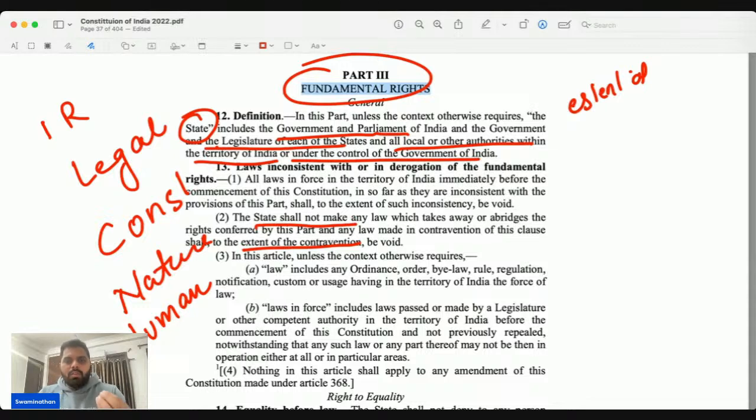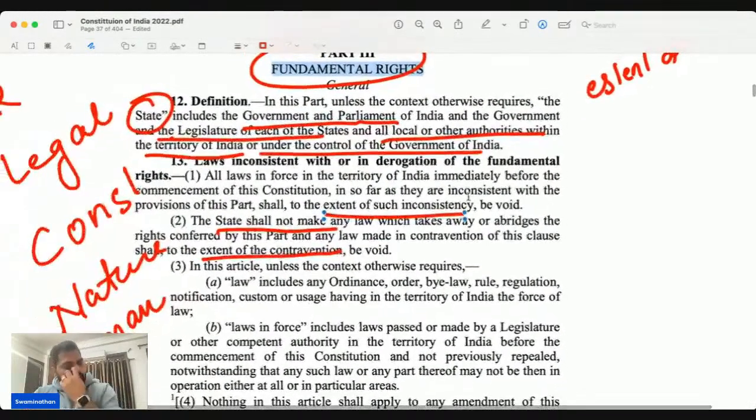Now, Article 13(1) is talking about pre-constitutional laws. If any law was in force in the territory of India immediately before the commencement of this constitution, even if it violates any provisions of the fundamental rights, to the extent of such inconsistency it will also be deemed void. So these are the two important obligations of the state which have been put under Article 13.